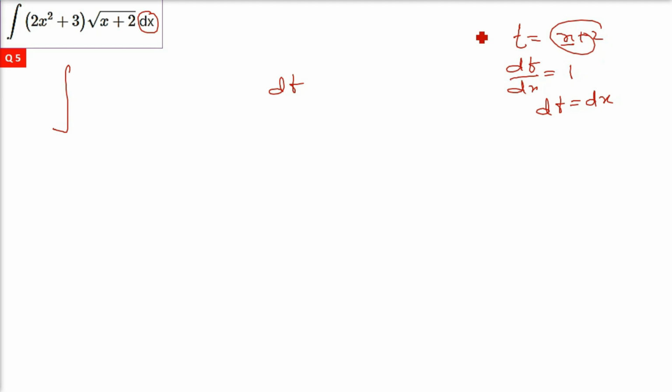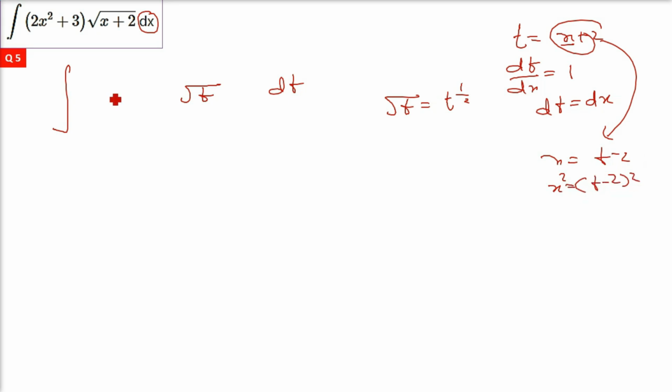x plus 2 was t, so x plus 2 is replaced by t, and under root t will be t raised to half, that we are going to use. From here we will find x squared. x will be equal to t minus 2, so x squared will be equal to (t minus 2) whole square. So let me write it. In the 2x squared plus 3, in place of x squared we are writing (t minus 2) whole square.